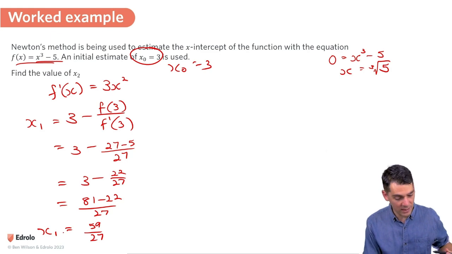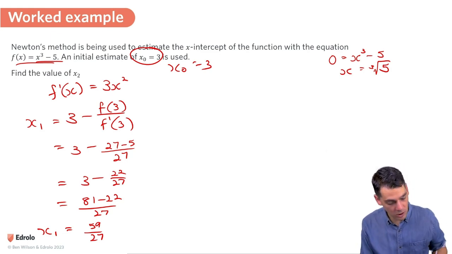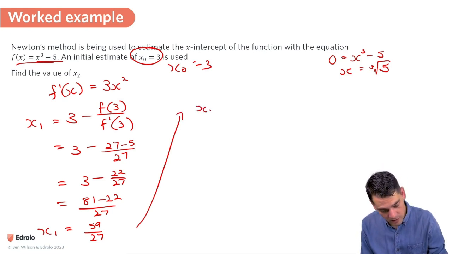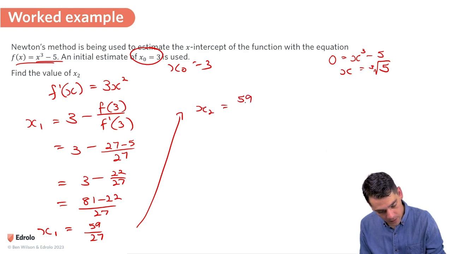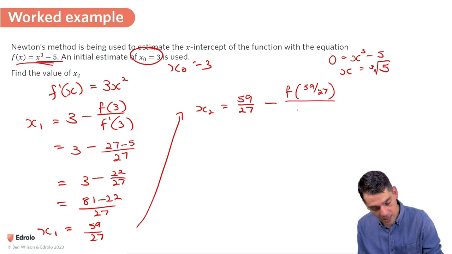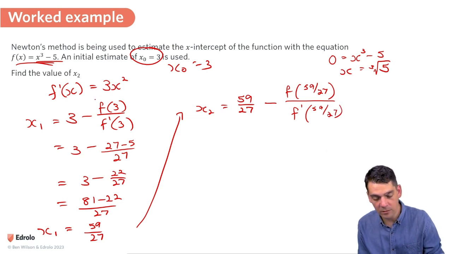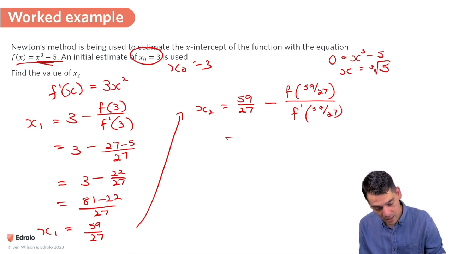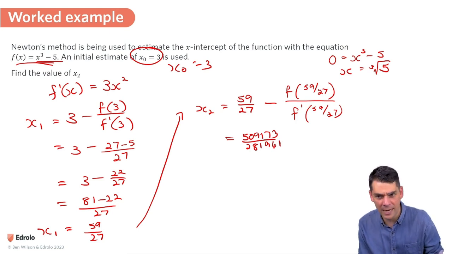And 59 on 27 is getting a little bit closer to the cube root of 5, but it's not there yet. So to get my second guess, this is where we're going to plug it into the calculator. So 59 on 27 minus, we sub 59 on 27 into x cubed minus 5, and then sub 59 on 27 into the derivative, which is 3x squared. And when I do that, I get a horrendous looking number, 509,173 divided by 281961. So of course we would never do this by hand.